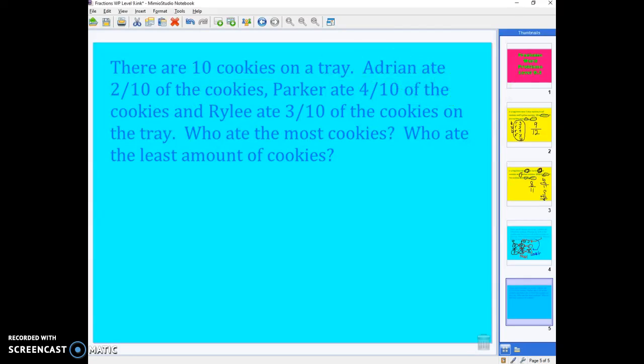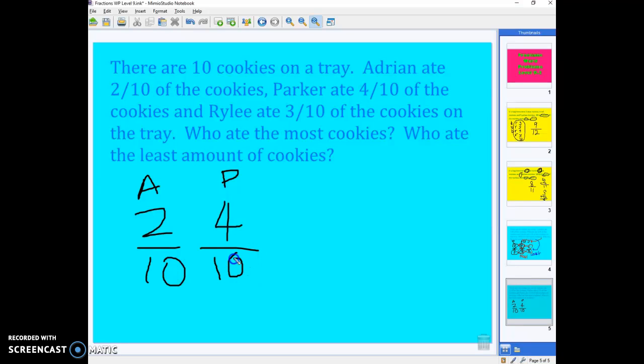There are 10 cookies on the tray. Adrian ate 2/10 of the cookies, and Parker ate 4/10 of the cookies, and Riley ate 3/10 of the cookies on the tray. Who ate the most cookies? Who ate the least amount of cookies? So in this case, let's start with all the cookies that people ate. We've got Adrian who ate 2/10 of the cookies. Parker ate 4/10 of the cookies, while Riley ate 3/10 of the cookies.